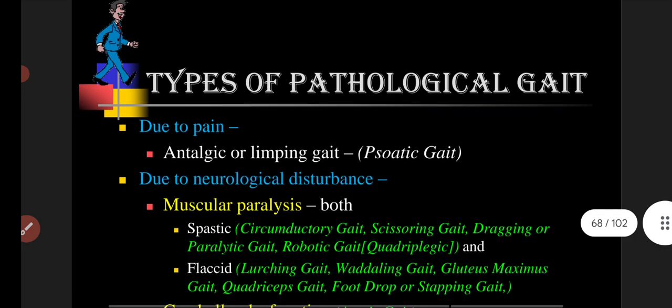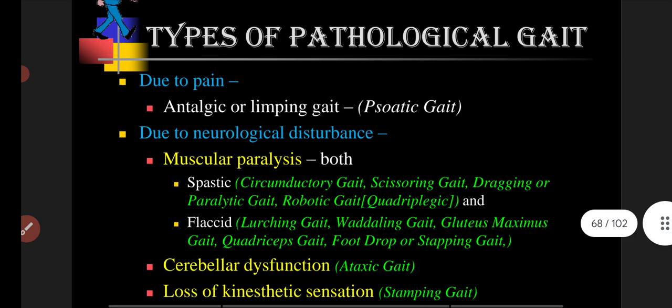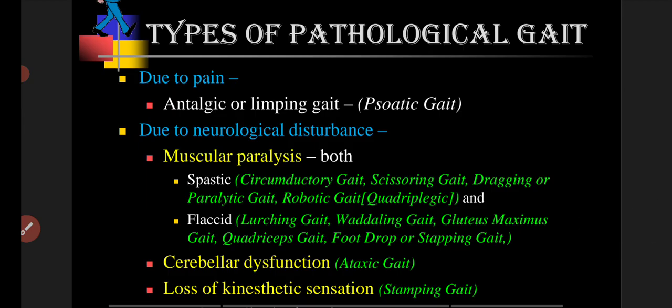Now, the types of pathological gait. Number one is due to pain. Due to pain, the gait is antalgic gait or limping gait. Antalgic gait is also known as the limping gait, that is, squatting gait.